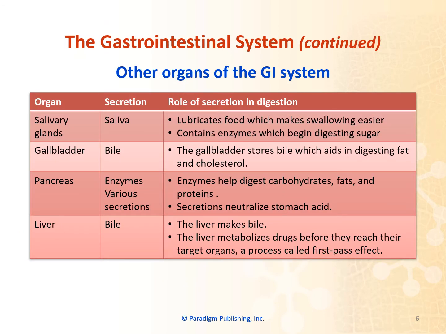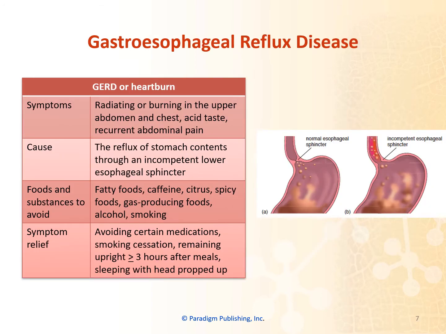So this just lists the different organs that are contained in the GI system. If you've had biology in any course in either college or high school, I'm sure you're familiar with all of these different organs that are in the GI system.